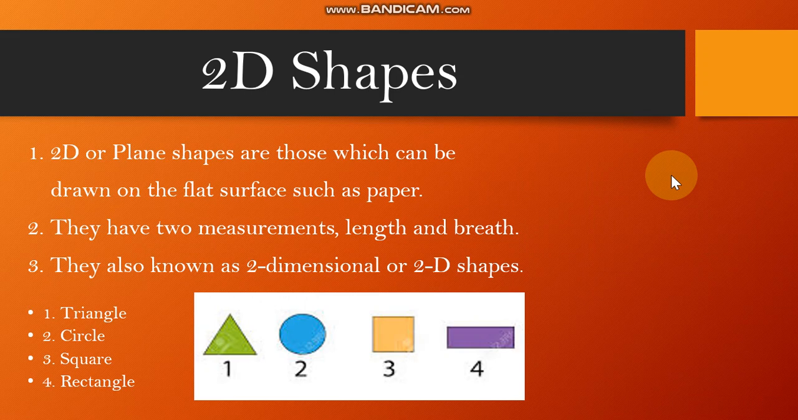Let's start with 2D shapes. 2D or plane shapes are those which can be drawn on a flat surface such as a paper. They have two measurements, length and breadth. They are also known as two-dimensional or 2D shapes, like triangle, circle, square and rectangle.